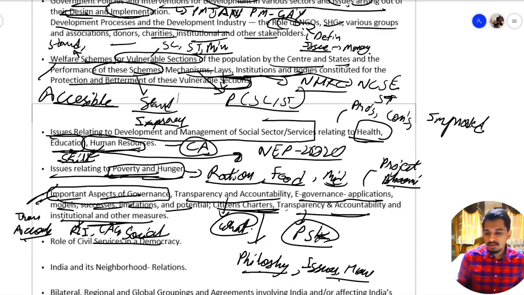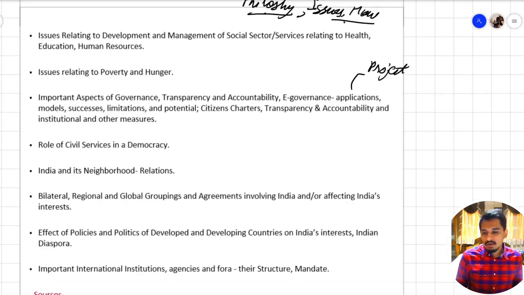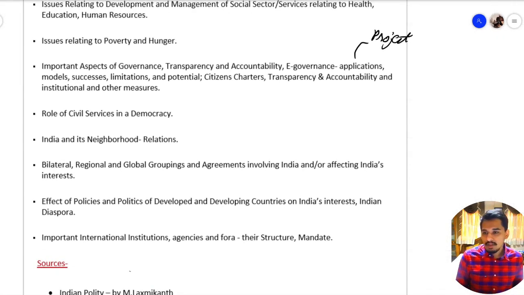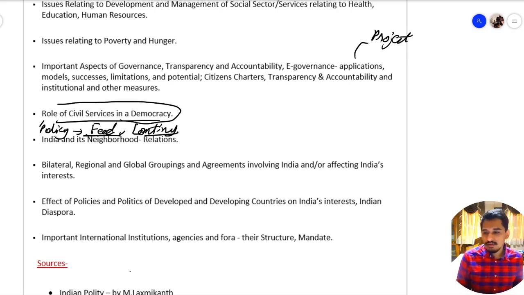Then we have the role of civil services in a democracy. In this, we will have what is the role of civil services in a democracy. See, one of the roles is policy implementation. Then another role is that they provide a feedback mechanism. Then another role is that they provide continuity, as governments may change but civil services provide continuity in a democracy. So like this, we should know the role of civil services in a democracy and the issues with respect to this role. What are the issues there in bureaucracy?